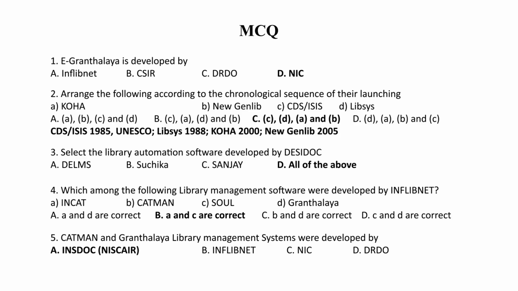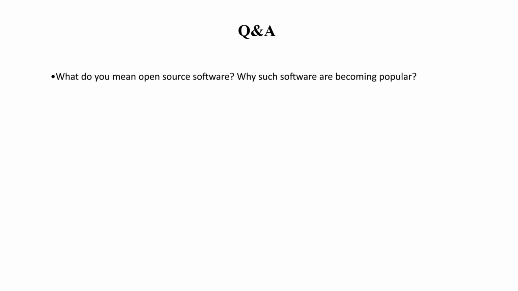Now, let's discuss a little based on our discussion. Let's take a few questions and answers based on our presentation. First, what do you mean by open source? Why have such softwares become popular? As I have already told you, open source means the source code is available. Why are they popular? Because you can download it, use it, redistribute it, and customize it according to your need. I would like to say here, this open source software is available under a general public license. So these licenses are open to all.